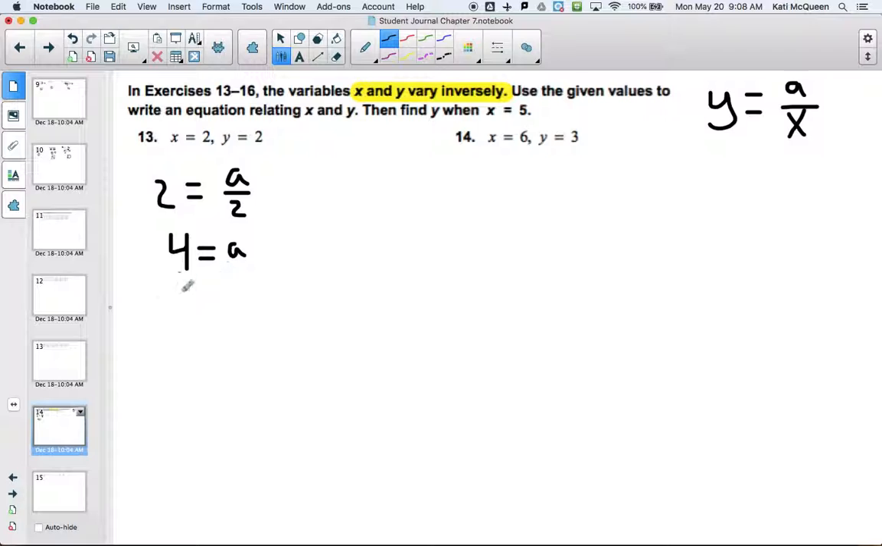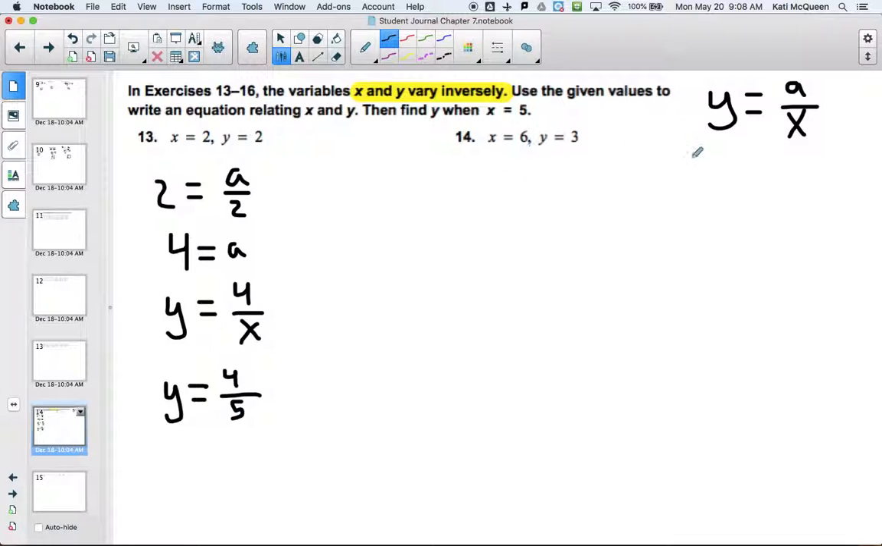Okay, so my first step is to write my equation. So my equation is y equals 4 over x. Okay, so we did the first thing that they asked for, right? An equation relating x and y. The last thing to do is figure out what y is when x is equal to 5. So that's as simple as just substituting in a 5 for x. So y equals 4 over 5. And we would just leave it like that then. Okay, not so bad. If you feel like you've got the hang of it, you can go ahead and try the next one on your own.